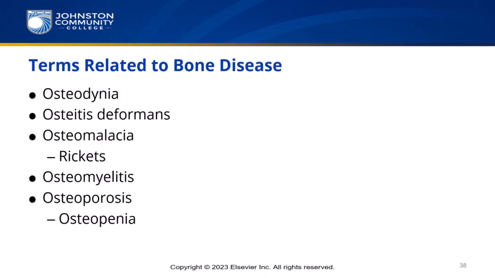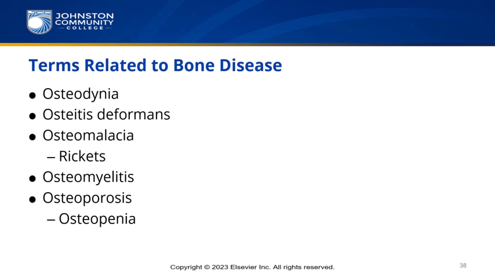Let's look at some terms related to bone disease. So first we have osteodynia. Dynia is our suffix for pain. This is the term for bone pain. Then we have osteitis deformans, which is a term for misshapen bone as a result of inflammation. The eponym for this term is Paget's disease.